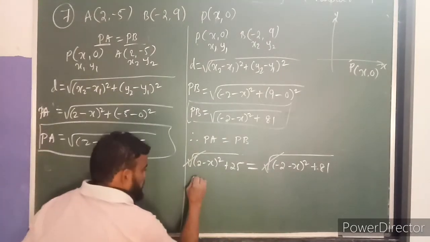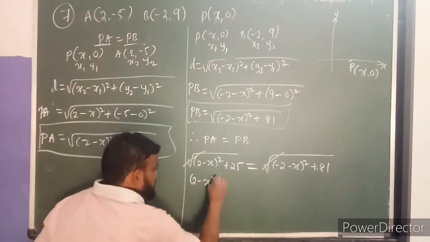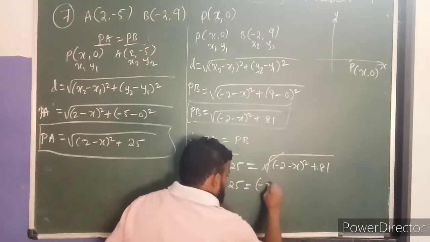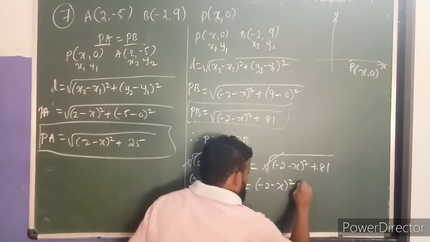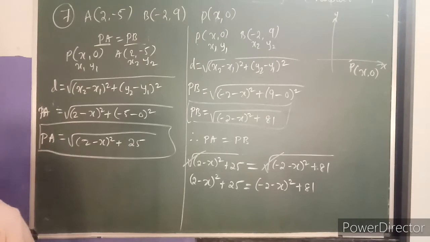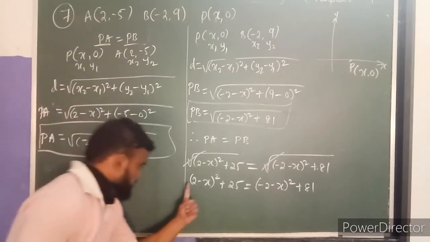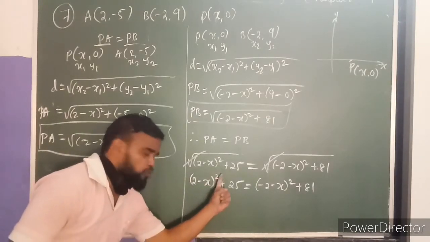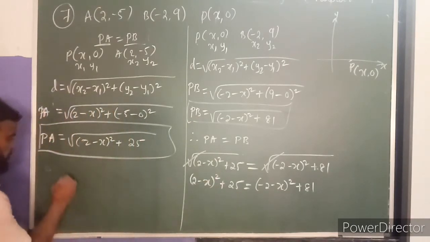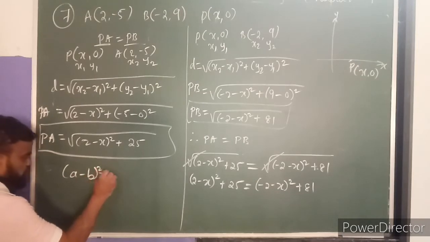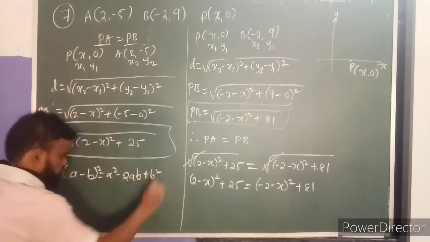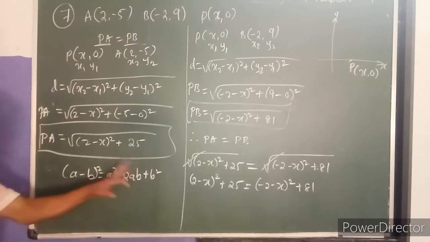What is left here? 2 minus x whole square plus 25 is equal to minus 2 minus x whole square plus 81. Now, we see here, this is first term minus second term whole square. It is in the form of a minus b whole square formula. We know that a minus b whole square is equal to a square minus 2ab plus b square. According to the formula, we have to put and keep here.